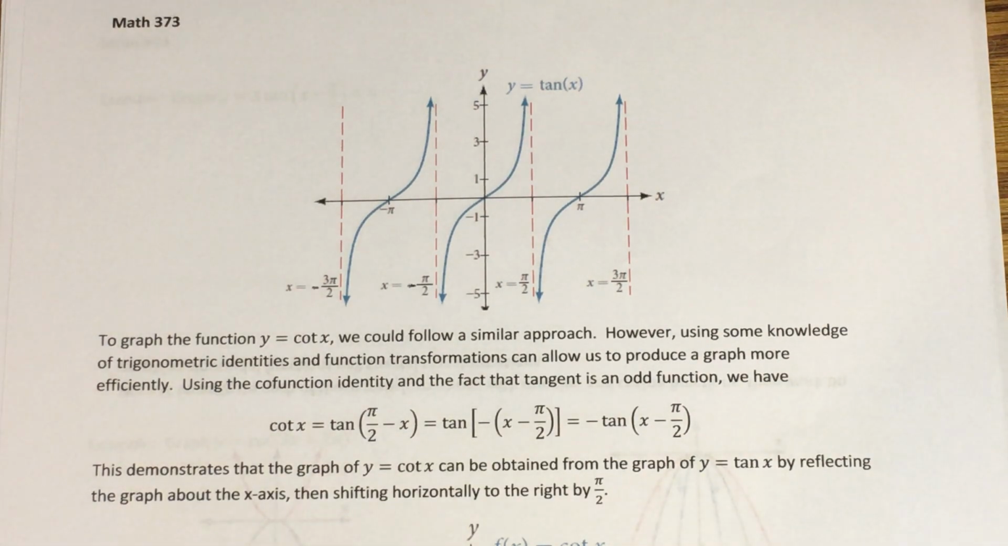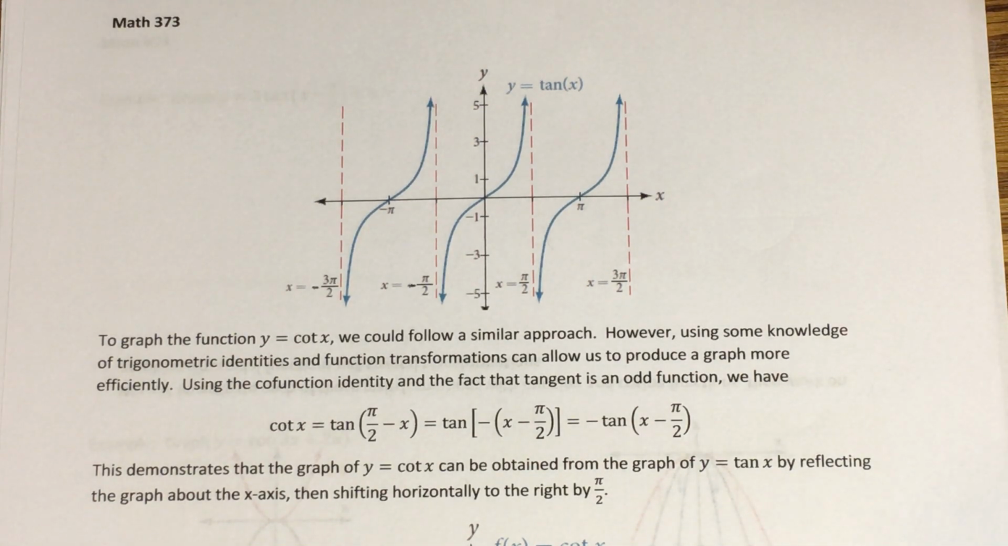One relationship between tangent and cotangent is that they are reciprocals of each other. But that relationship is not going to be as helpful in comparing our tangent and cotangent graphs. Instead, what I want to use is the cofunction identity that relates cotangent to tangent, and then I also want to use the fact that tangent is an odd function.